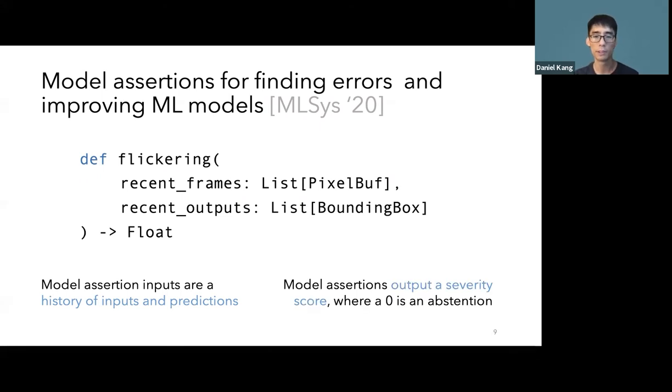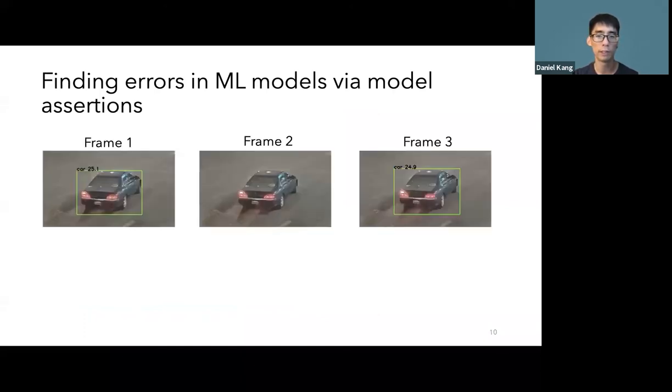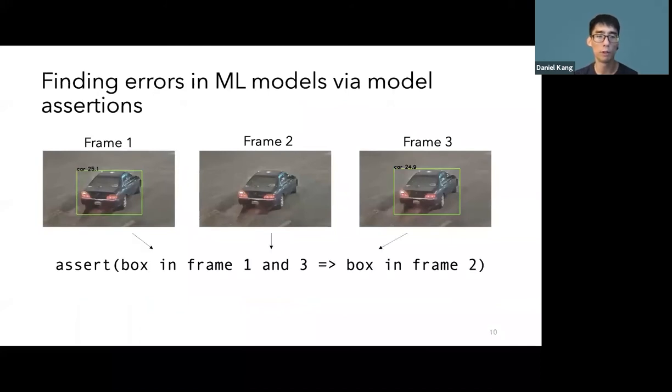A model assertion, in contrast to a Boolean software assertion, outputs a severity score. And here this is a continuous value, a float, where a 0 is an abstention by convention. Once we have these model assertions defined, we can then use them to find errors in ML models. For example, let's say we have these 3 frames of a video. We can write down an assertion of the form, if there's a box in frame 1 and 3, there should be a box in frame 2.